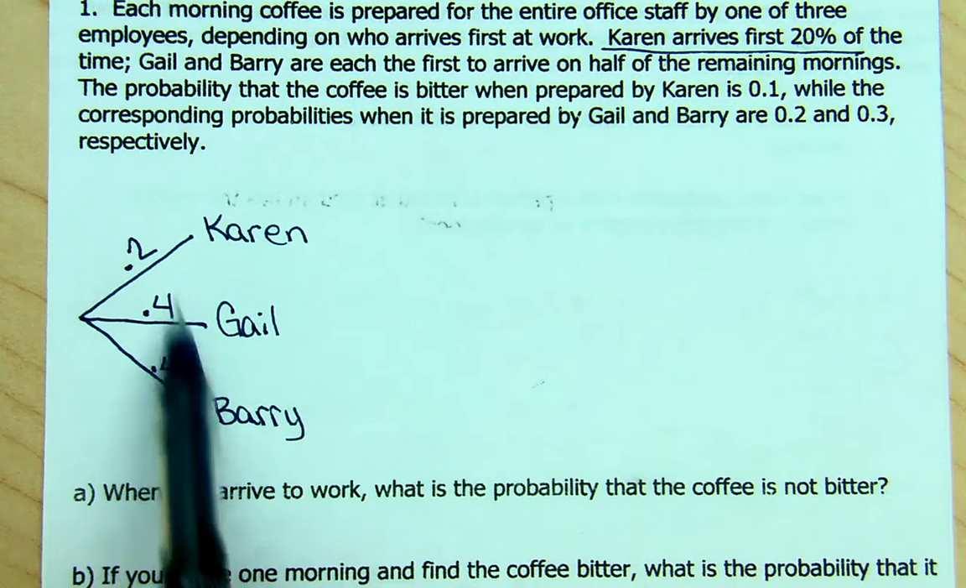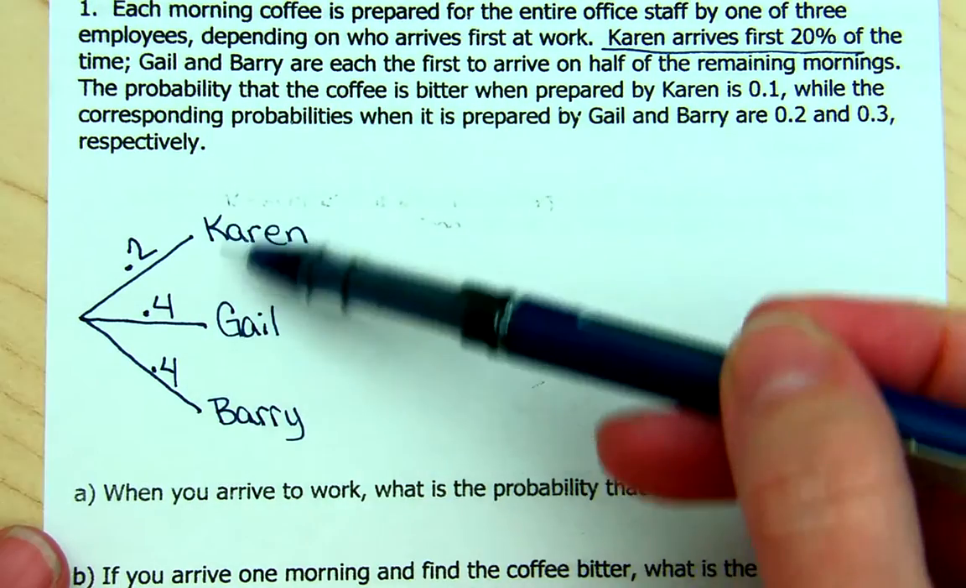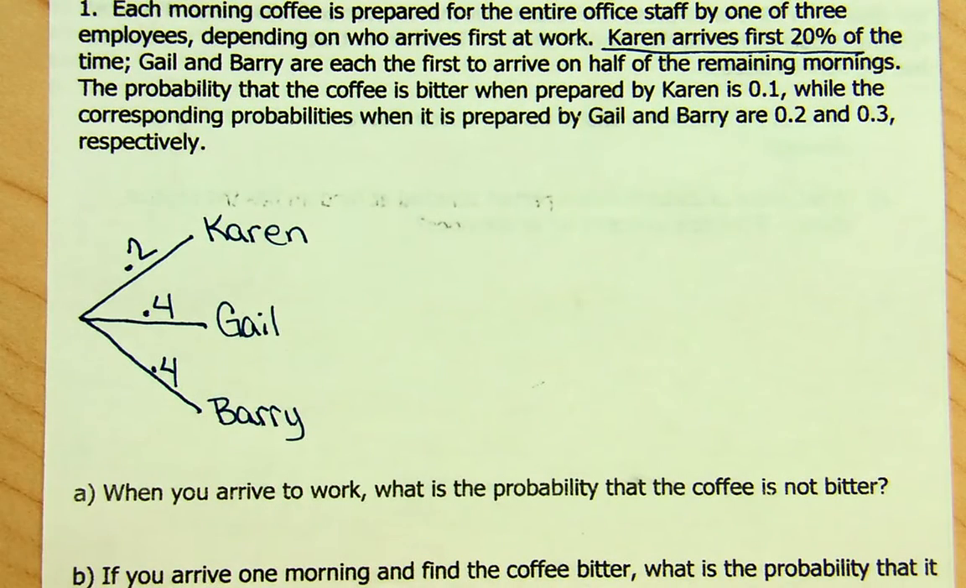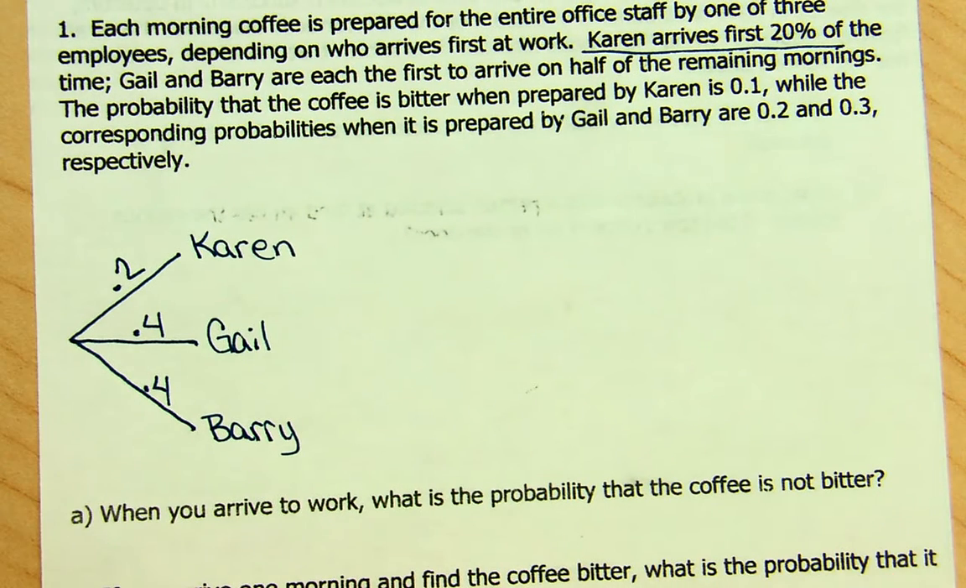Anytime you're at one of the decisions, so we're deciding who arrives first, all of these probabilities need to add up to 1. Because these are all the three options, they need to cover 100% of the time. So we're good with that step?